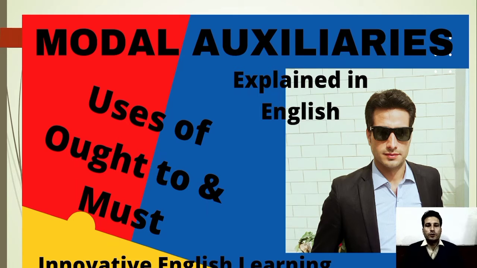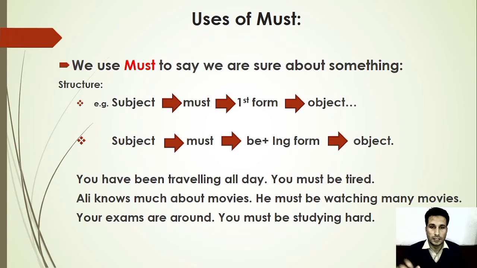Today we are going to talk about another very important modal auxiliary, that is the uses of must and ought to. Okay, so in this video we'll talk about the uses and the structures of ought to and must. Now, uses of must. Where do we use must? The first one is we use must to say we are sure about something. So if you are sure about something, we use must.